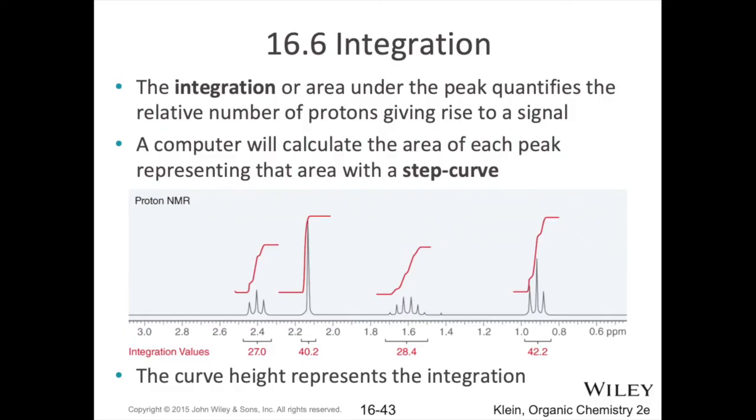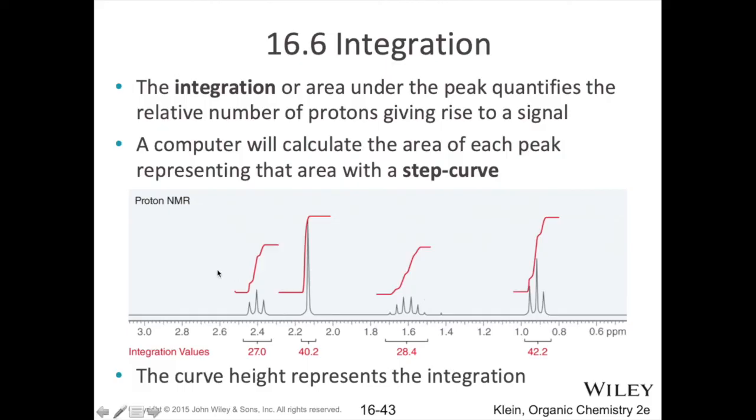Okay, so the next thing we're going to look at is integration. That's the area underneath your peaks. The program that you use for reading your NMR spectrum lets you measure this area pretty easily. You just click here, and the program tells you this is the area for that set of peaks. It usually gives it to you as these little step curves. By comparing the height of these step curves, you can essentially compare the areas to each other.